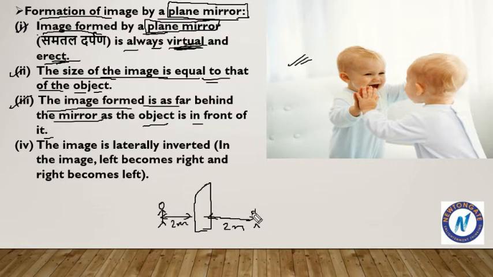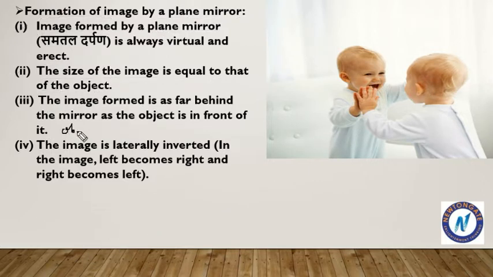That means, what it means? The image formed is as far behind the mirror as the object is in front of it. That means the distance of the image from the mirror will be equal to the distance of the object from the mirror. अगर तुम दूर जाओगे मिरर से तो तुम्हारा इमेज भी दूर जाएगा मिरर से, because the image has to be at the same distance from the mirror as the object is from the mirror. Okay, object distance is equal to image distance from the plane mirror.